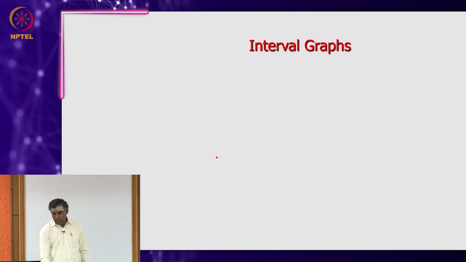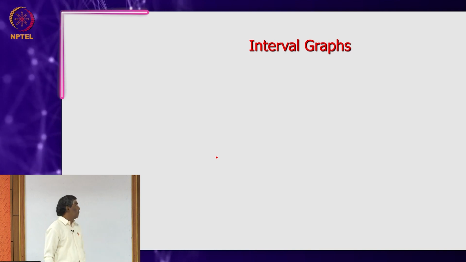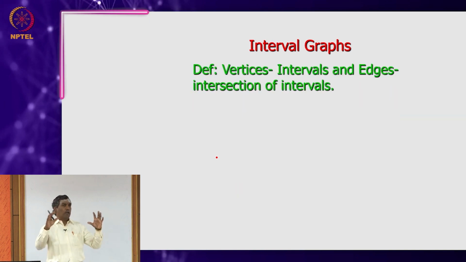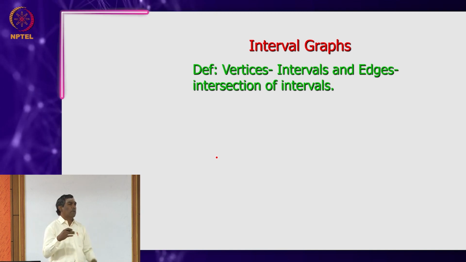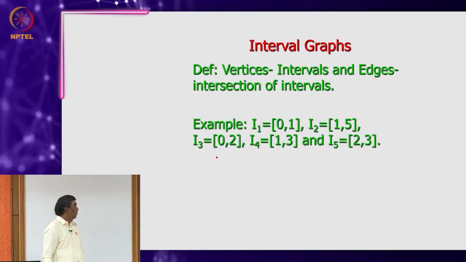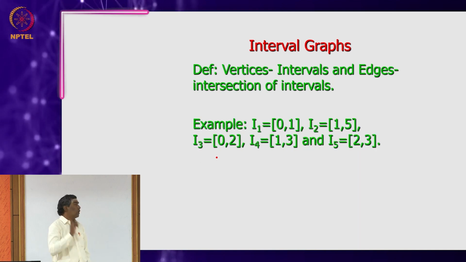Here we take an example where you can find the clique number in polynomial time. That is what we call an interval graph. An interval graph is a graph derived from intervals. You take the vertices as intervals, and if two intervals intersect, then there is an edge between the two intervals.